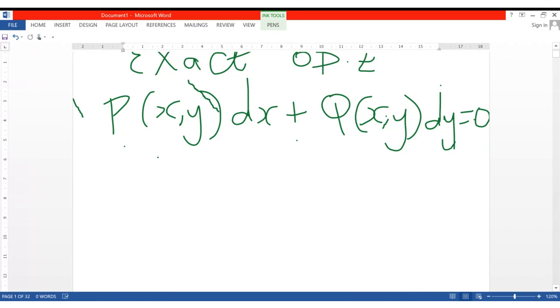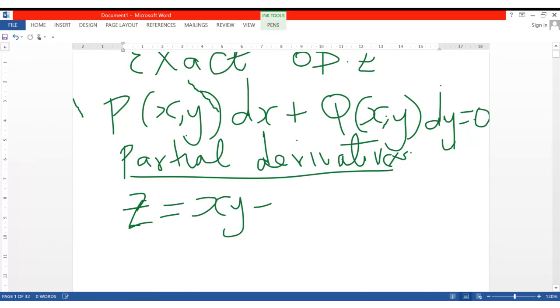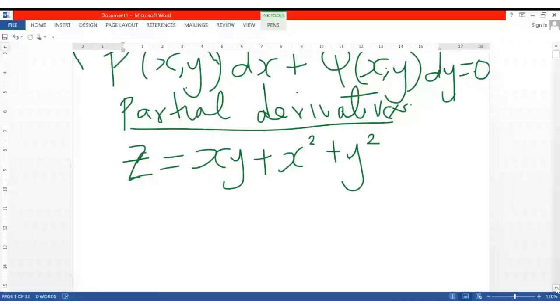So partial derivatives. We are given that z equals xy plus x squared plus y squared. You can be able to get what? You can get zx. Zx. Can someone try zx?